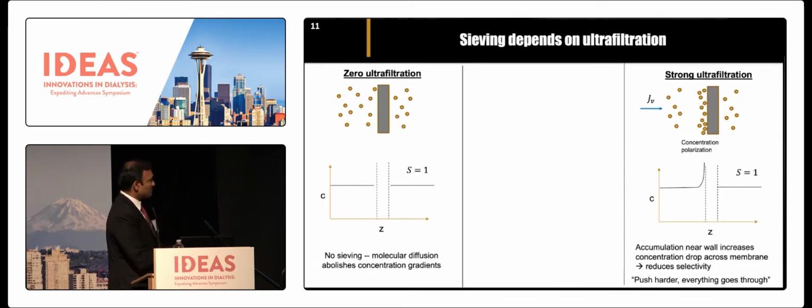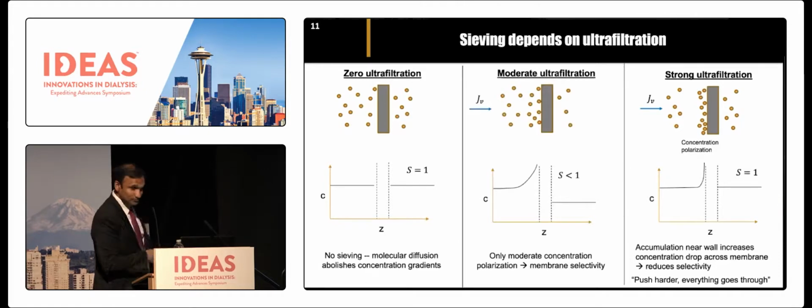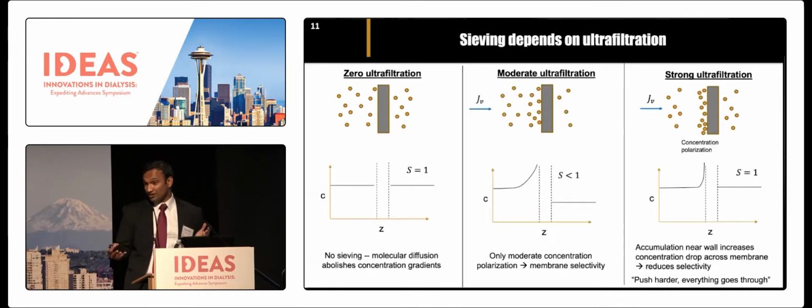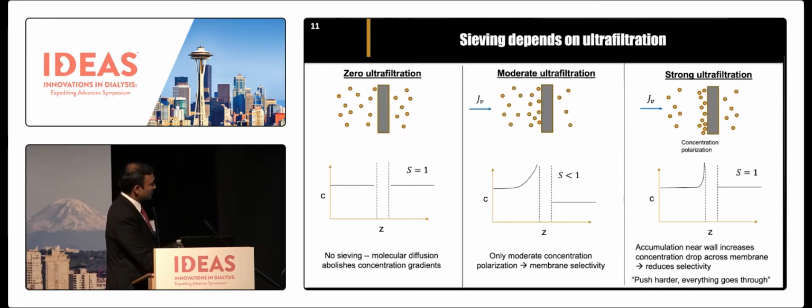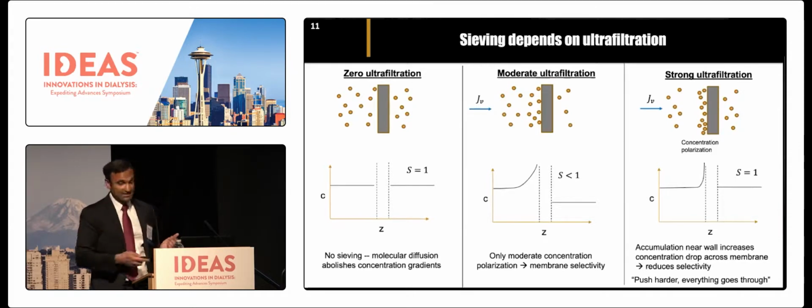So this is just a very fancy way of saying you've pushed hard enough, eventually things will go through, and you're going to have equal concentration on both sides. Only if you have moderate ultrafiltration, a sweet spot in between, where the concentration polarization effects aren't so strong, will you actually get sieving occurring. You get a sieving coefficient less than 1. So you get some type of membrane selectivity.